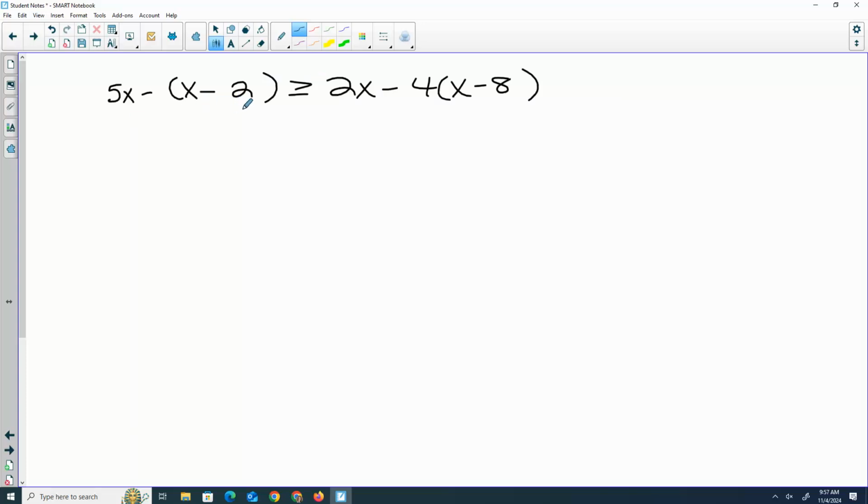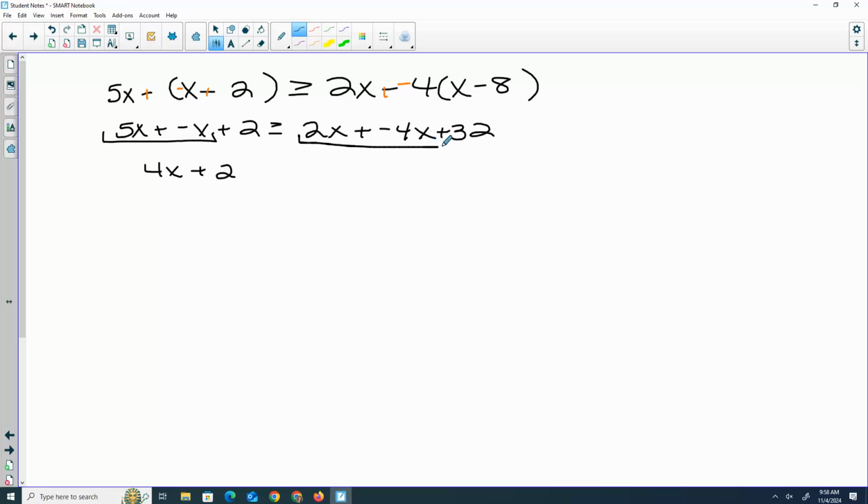So what do you have to take through the first parenthesis? Negative 1. So we can make this a plus and it's a negative x and a positive 2. So 5x plus negative x plus 2. Okay, on this one we're taking through a negative 4. Okay, combine like terms. These are on the same side. So 5x minus x is 4x. 2x plus negative 4x is negative 2x.